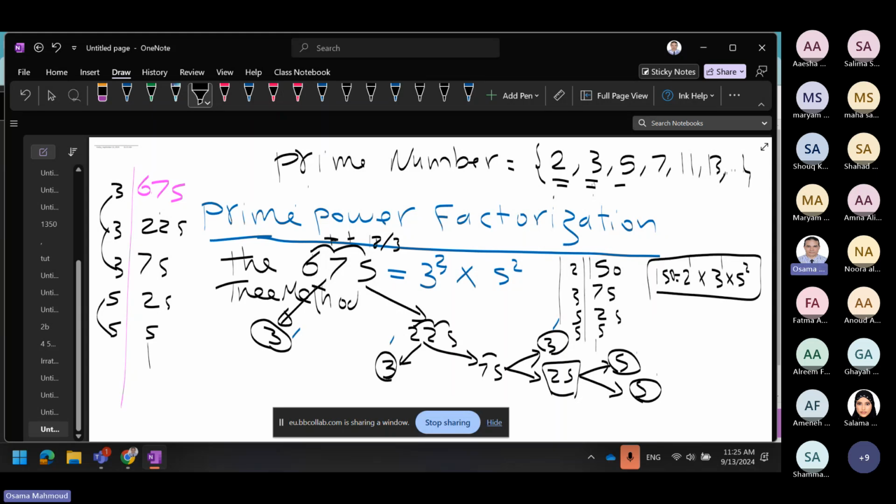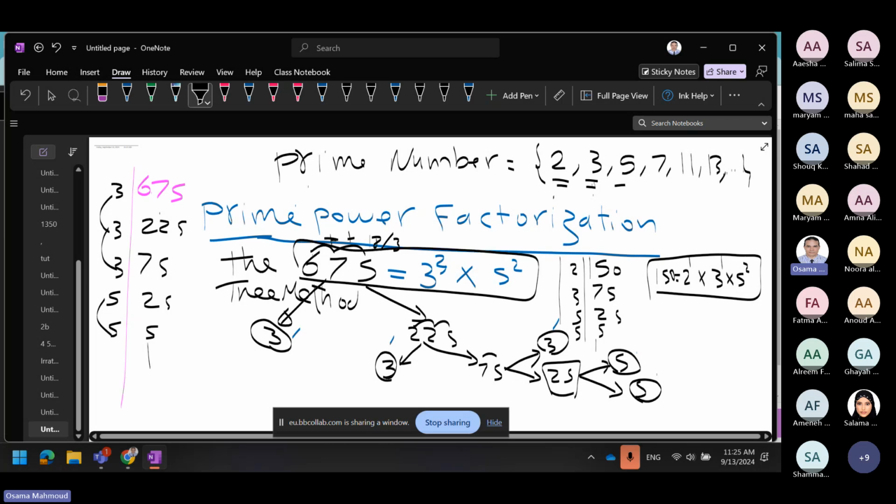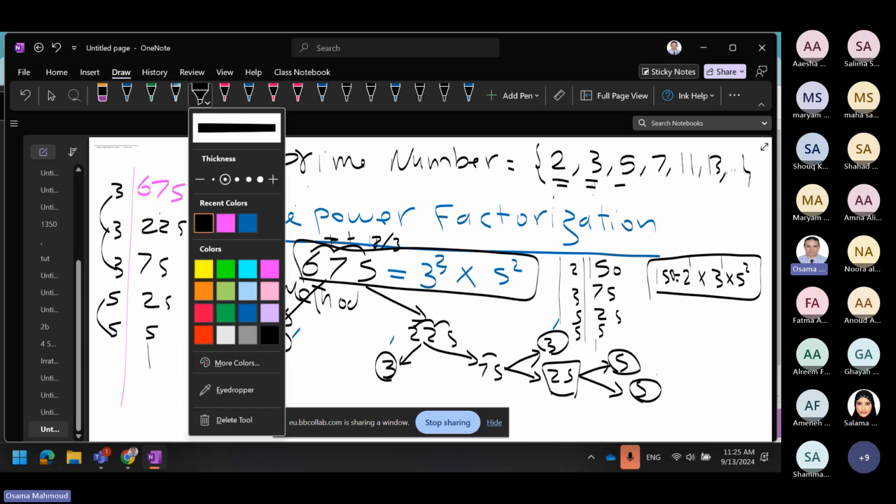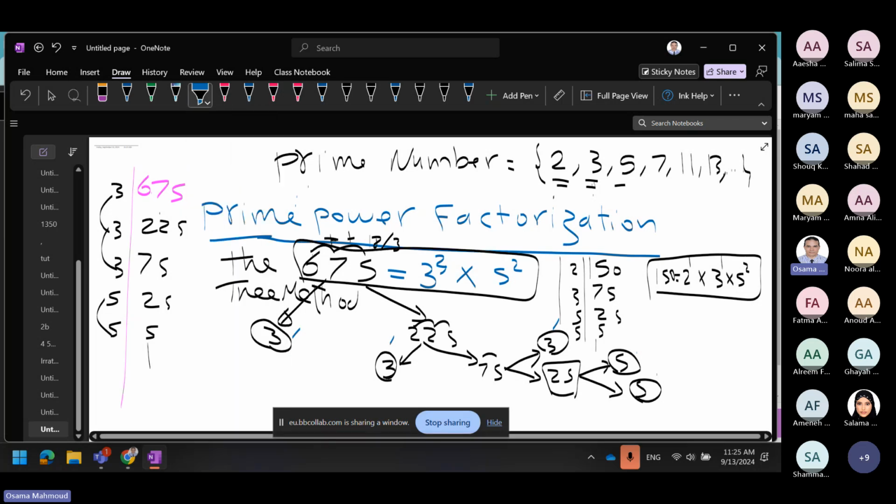So I know the prime power factorization for these two numbers. If I know these two, I can find something called the greatest common factor, GCF. G for greatest, C for common, F for factor. So the greatest common factor for 675 and 150. To find the greatest common factor, go for the common bases.